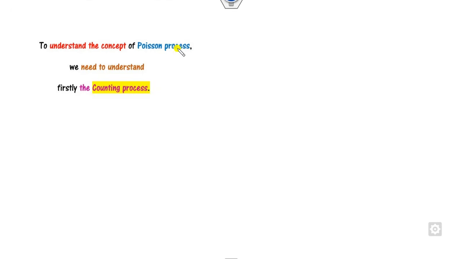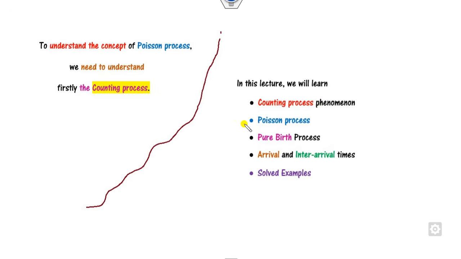In order to understand the concept of the Poisson process, we need to understand the concept of the counting process. So firstly we will learn what the counting process is. After that we will see what the Poisson process is, what the pure birth process is, what the arrival and inter-arrival times are, and finally we will solve examples related to these four concepts.